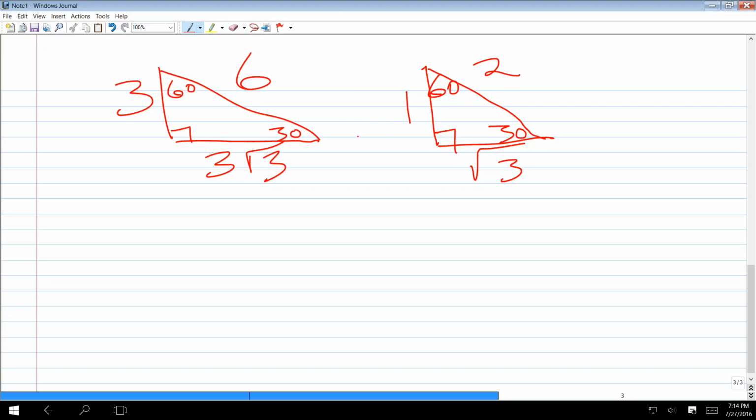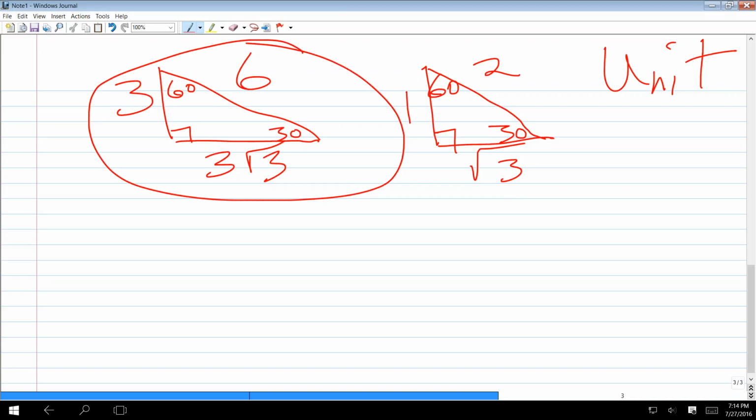Notice these two triangles are exactly the same, only one is bigger than the other. And every side is 3 times bigger than the side of the unit one. So if you know the unit triangle sides, you can always figure out the sides of the bigger triangle. Okay? I'll give you another example.